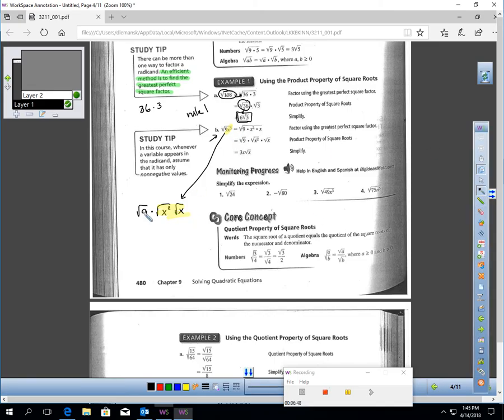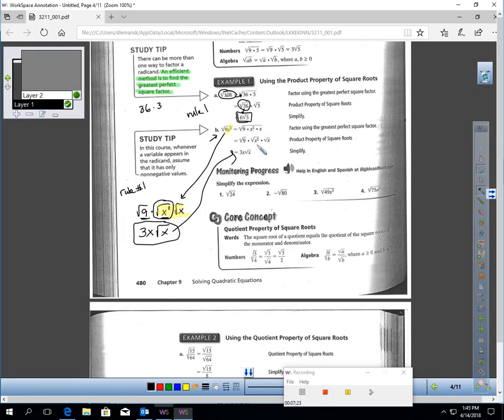Here's why I broke it up, though. The square root of 9 is 3. The square root of x squared, what times itself is x squared? It's x. So I got both of these perfect squares out of the radical. That's rule number 1. You never leave a perfect square in a radical. And the square root of x, there's no perfect square trapped in there. So I just simplified that.